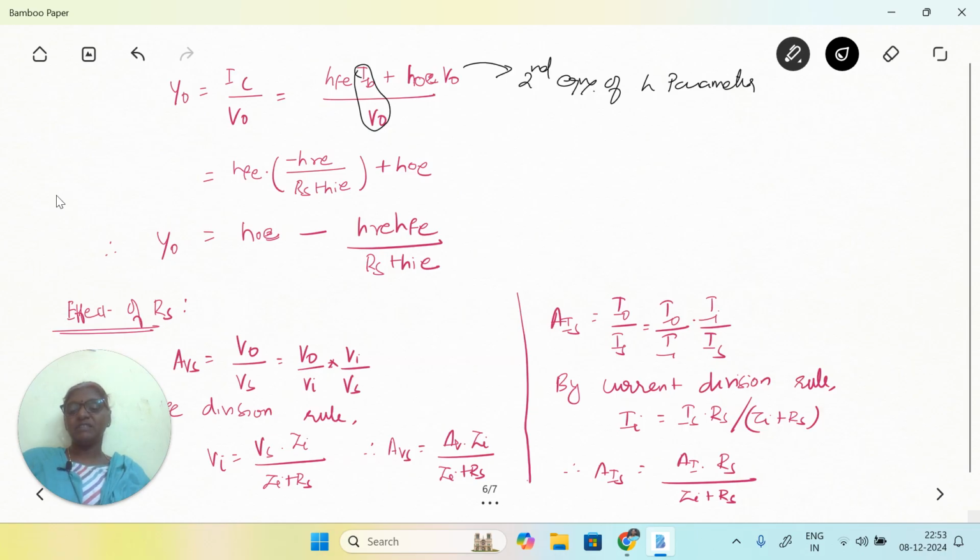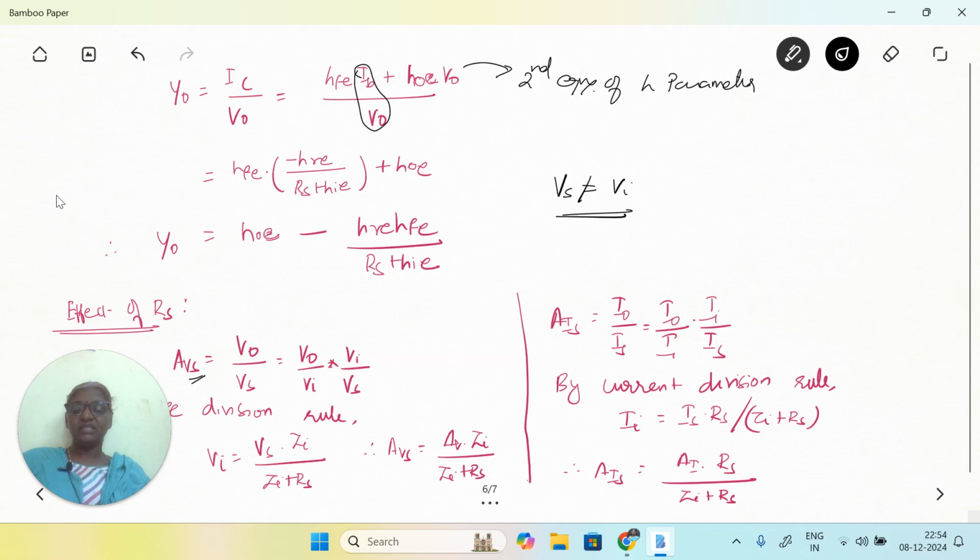So now we could see the effect of RS, that is the source. We have already assumed that Vs is not equal to the input voltage of the amplifier. So if we include the Vs, what will be the value of AVS and AIS, that we could see. AVS is nothing but the voltage gain with the source, so V0 by Vs, instead of V0 by Vi. We can write this in terms of Vi by inserting Vi: V0 by Vi into Vi by Vs.